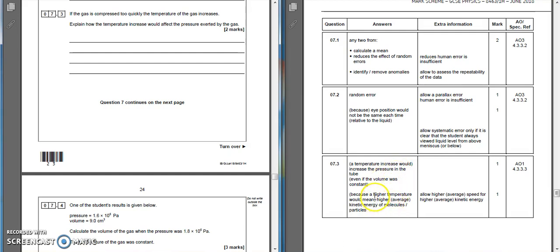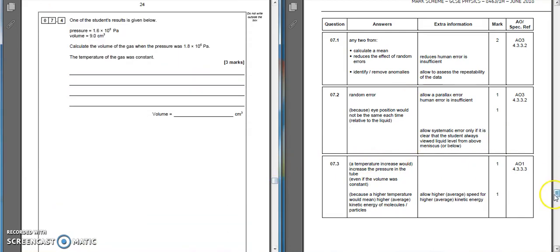And that increase in pressure is because a higher temperature would mean the particles have more kinetic energy or move more. Okay. Notice the terminology that it's looking at there. It is saying kinetic energy or speed. It's being quite specific, so try and keep it to that sort of vocabulary as well for me. On to 7.4.